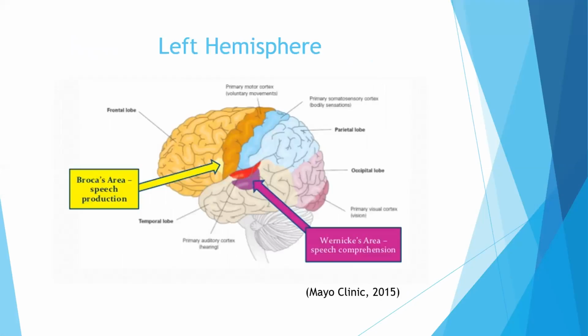Here we have a diagram of the left hemisphere of the brain. In yellow is Broca's area, located by the primary motor cortex. This is responsible for speech production. Then we have Wernicke's area, responsible for speech comprehension. Damage to Wernicke's area would develop Wernicke's aphasia, also known as fluent aphasia. Damage to Broca's area would result in Broca's aphasia, also known as non-fluent aphasia.